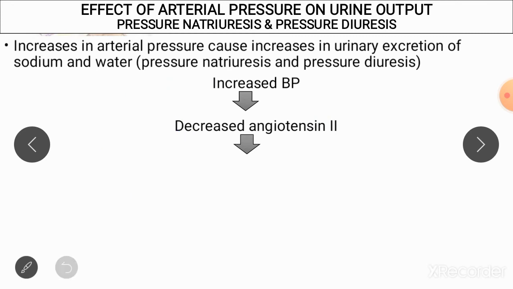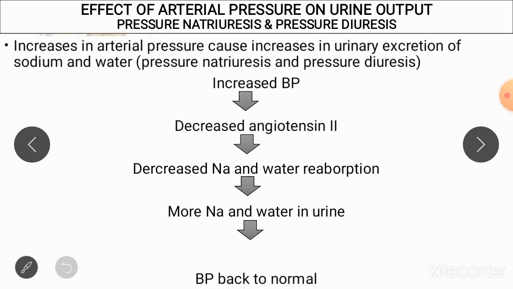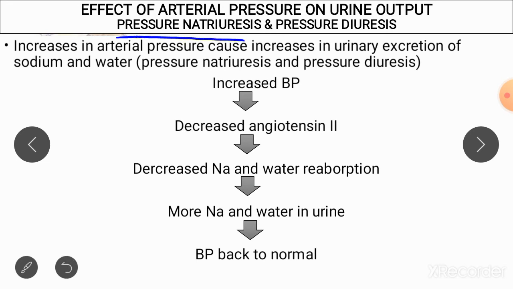So this is how in increased blood pressure there is decreased angiotensin 2. And I just told you that angiotensin 2 causes reabsorption of sodium from the proximal convoluted tubule, and when there is going to be reduced angiotensin, the reabsorption of sodium and water is also going to decrease from the proximal convoluted tubule. This sodium and water is going to be excreted in the urine, and your blood pressure will return back to normal. This is known as pressure natriuresis and pressure diuresis, as the name indicates.